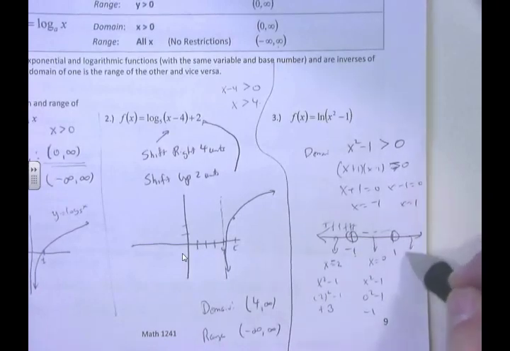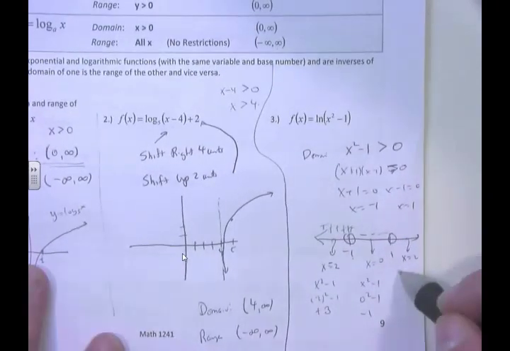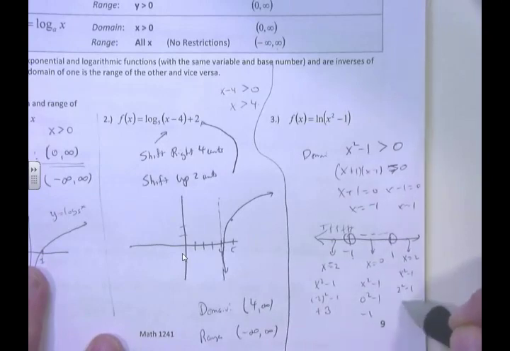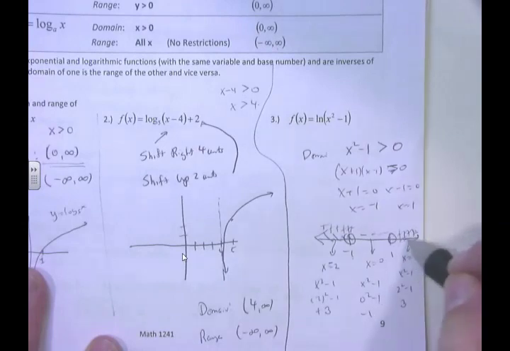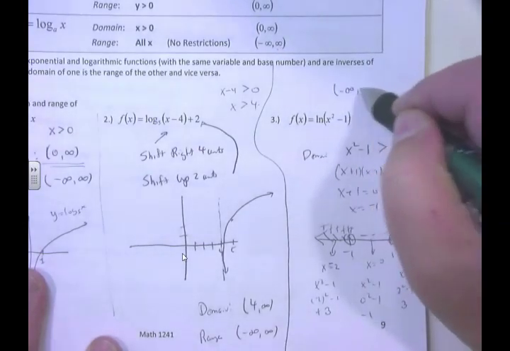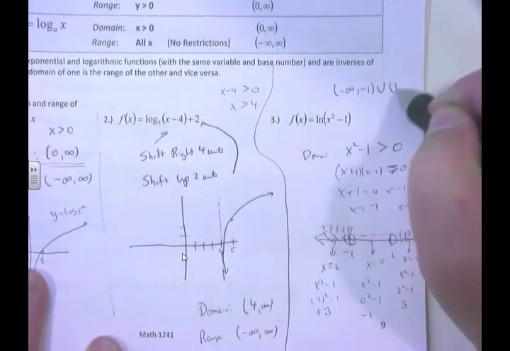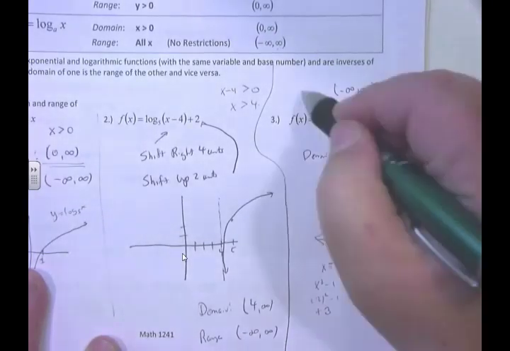And what about a number bigger than 1? I choose 2 because I have a brain. Plug 2 into x squared minus 1. This is 2 squared minus 1, which is 3. It's back to positive again. So what is my domain? Negative infinity up to negative 1, union 1 to infinity. That is the domain.